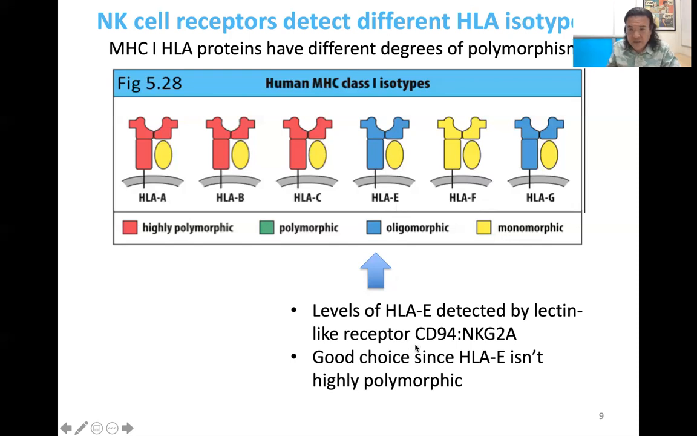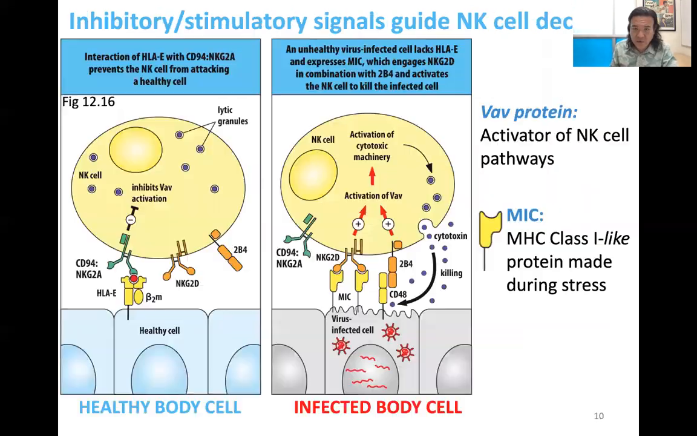So there's a receptor on the surface of NK cells called CD94 NKG2A that specifically detects levels of HLA-E on target cells that the NK cell synapses with. And that's a good choice because HLA-E isn't highly polymorphic.